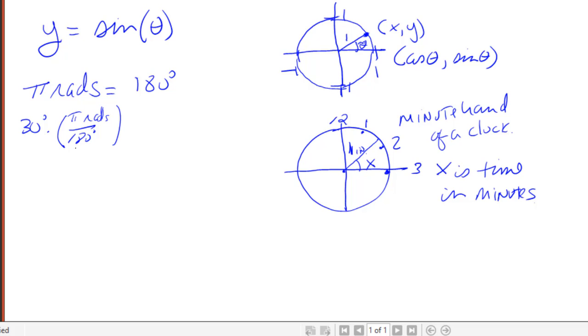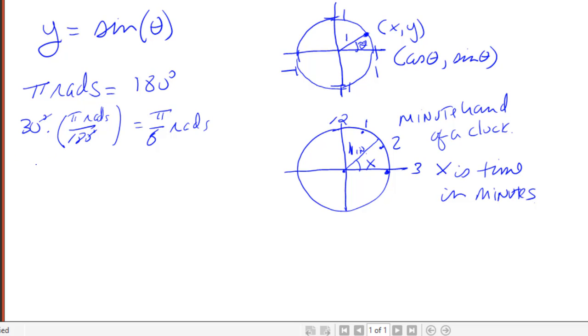And of course, if I do this, the degrees units cancel, and I'm left with pi over 6 radians, right? So this is your standard way of changing units. In this case, I changed from degrees to radians.